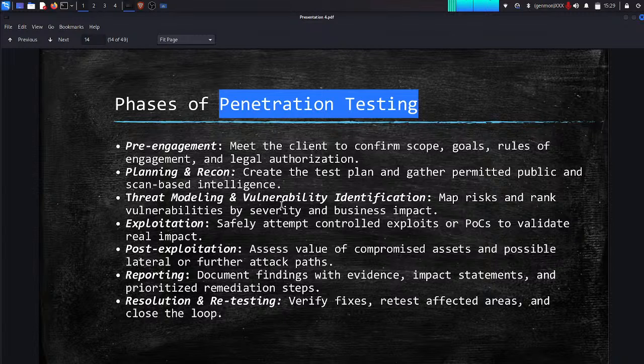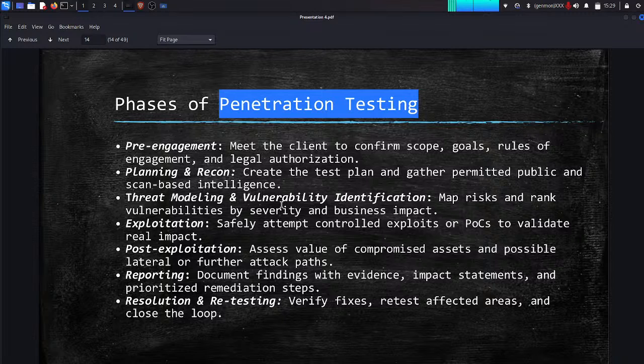Next we have planning and reconnaissance. We create a test plan and gather permitted public and scan-based intelligence. We have OSINT, that is open source intelligence, which is information openly available to everyone. We will go through it and study it.